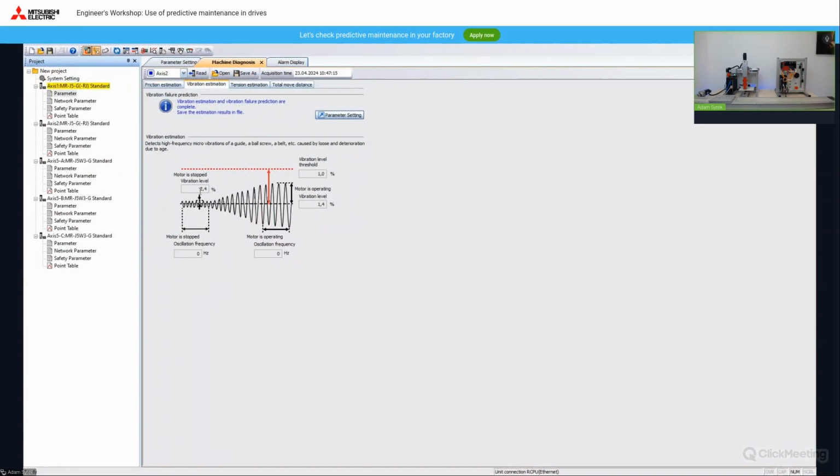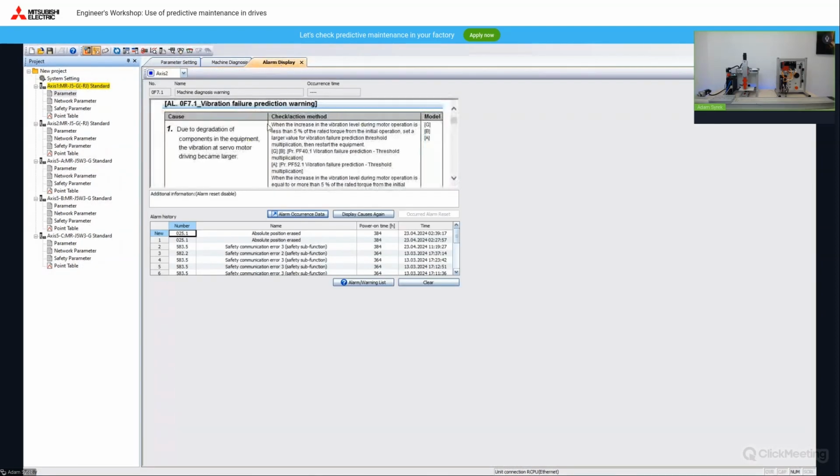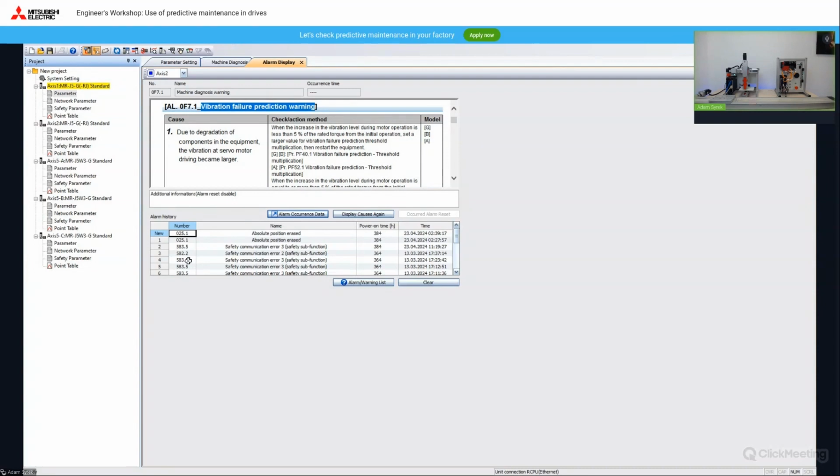And also during the stop and during the rotation, we see maybe not such a big, but there is some level of vibration, and it exceeds the limit. So it should cause a warning. So here we can see the warning F7.1, the vibration failure prediction. So the vibration is over the limit.